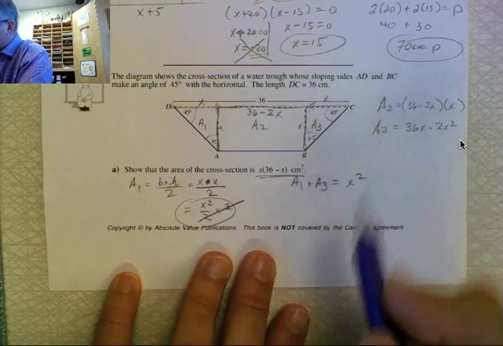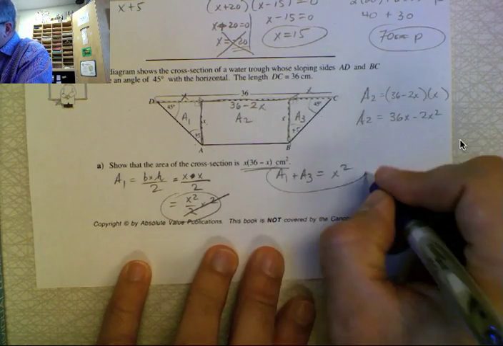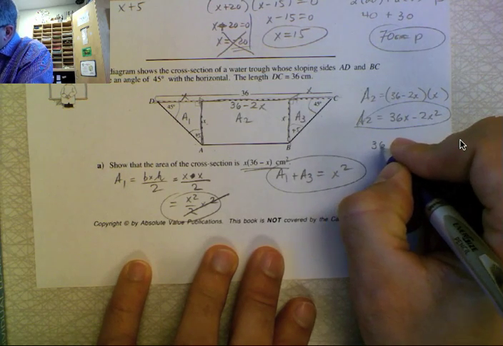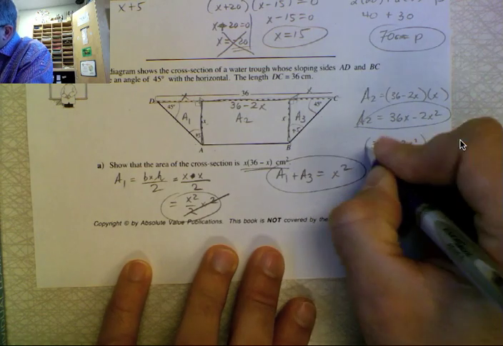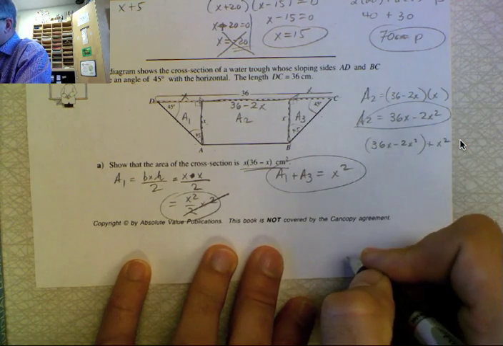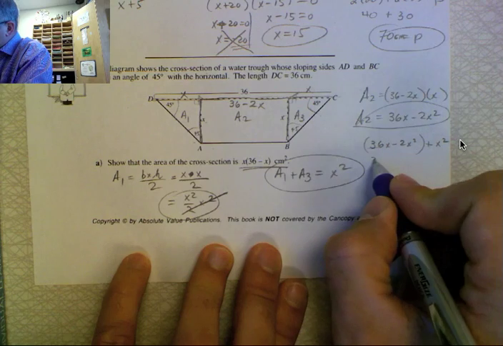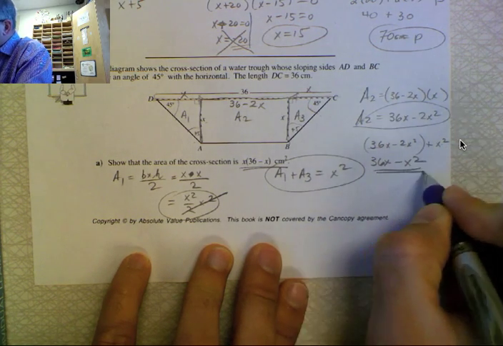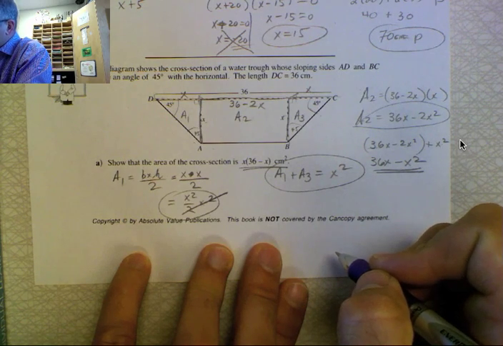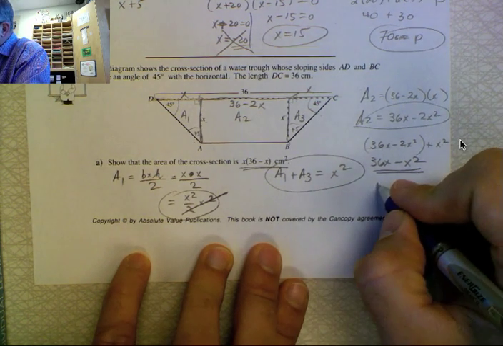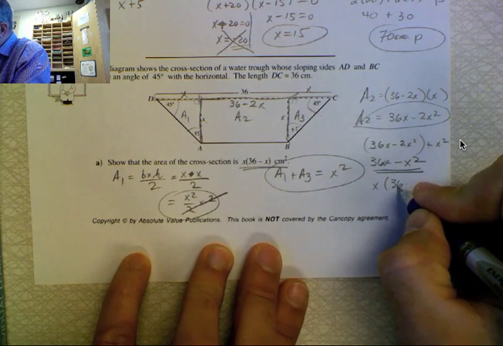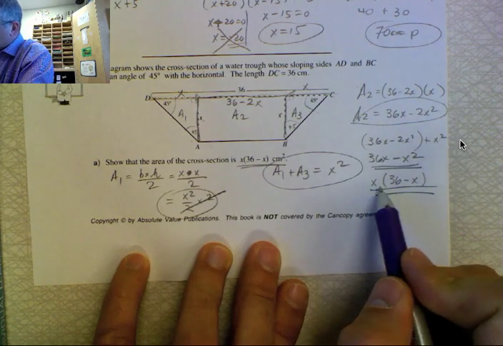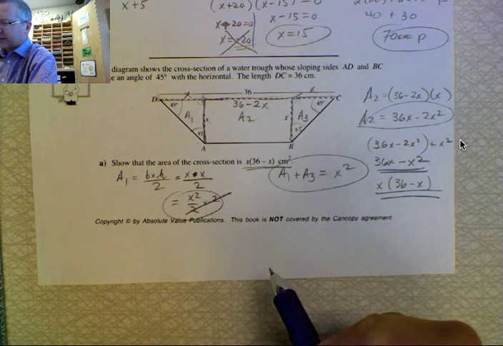So how do we get all of these areas? Well, we have to take area 1 and 3, add it to area 2. So we have 36x minus 2x squared added to x squared. Well, if we look at this, negative 2x squared plus x squared is negative x squared. This gives us 36x minus x squared. If we were to factor this, if we were to take out a common factor of x, we get that the expression for the area of this whole thing is x times 36 minus x.